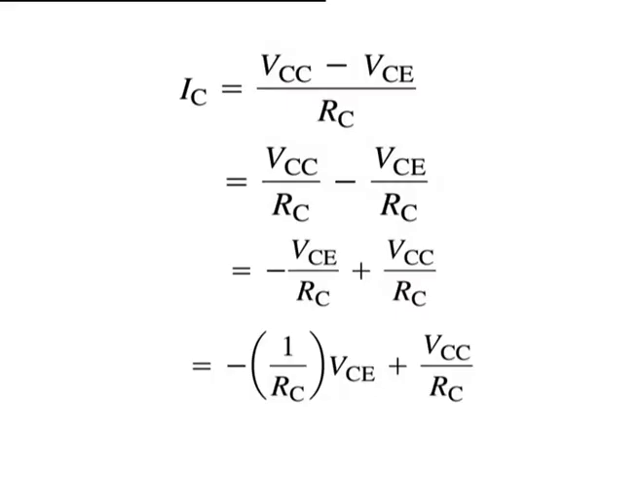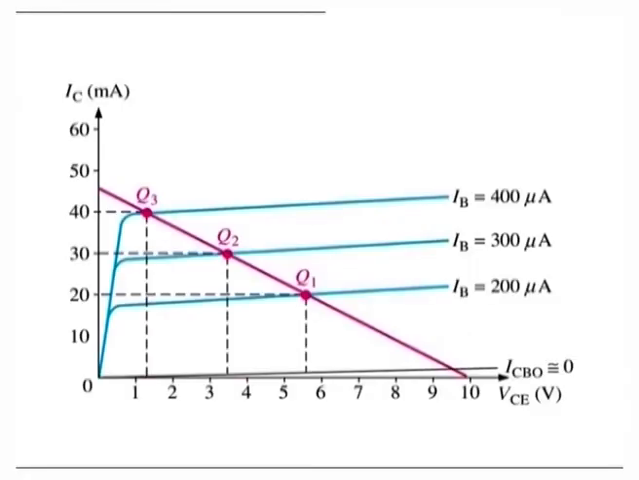The equation for IC becomes as shown here. This is the equation of a straight line with the slope of 1 upon RC, an x intercept of VCE equal to VCC and a y intercept of VCC over RC, which is IC saturation. The point at which the load line intersects a characteristic curve represents the Q point for that particular value of IB.